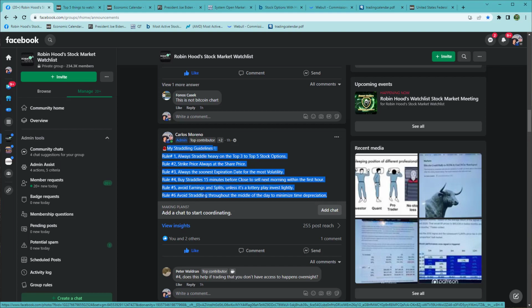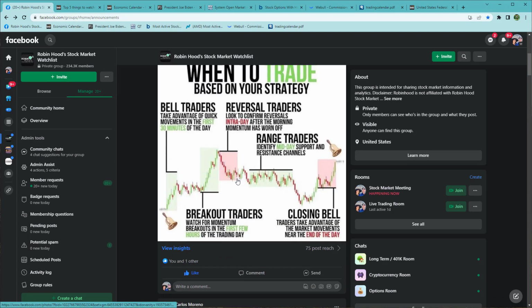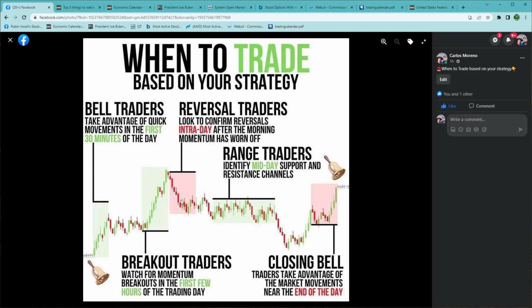Rule number 6, avoid straddling throughout the day or the middle of the day to minimize the time depreciation. Usually the middle of the day, it's flat. It doesn't do anything unless there's a breakout due to a phenomenal economic report. But for the most part, the middle of the day is the range traders. The range traders identify midday support and resistance. They get in and they get out really quickly, they just take advantage of that because it's not doing anything. It's just going up, down, up, down, up, down.